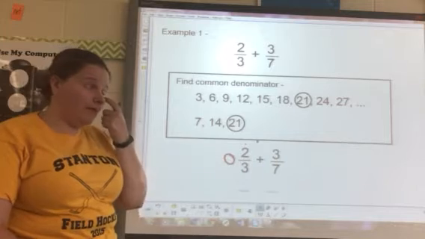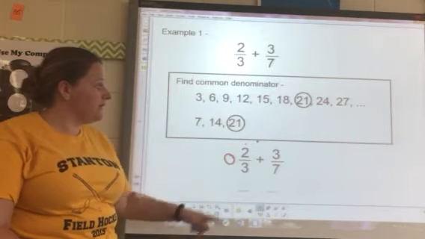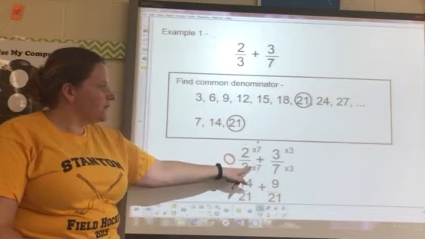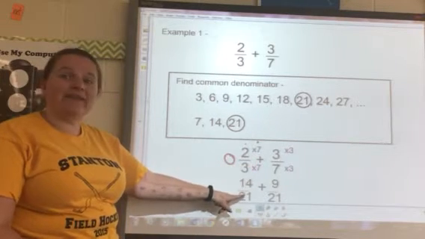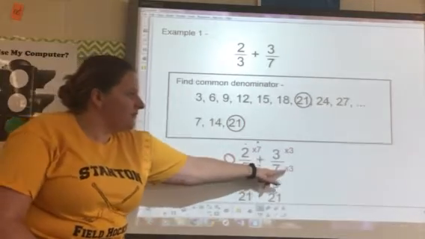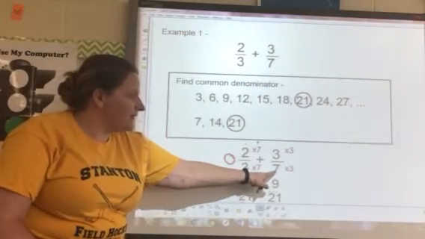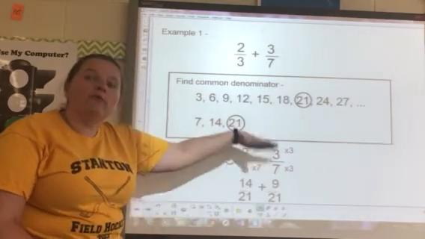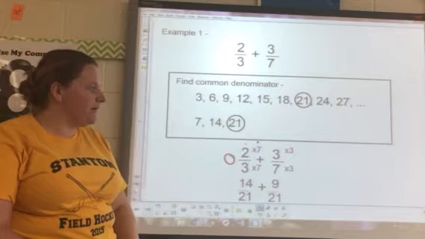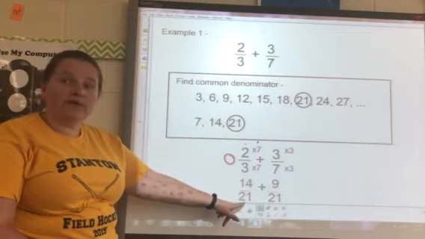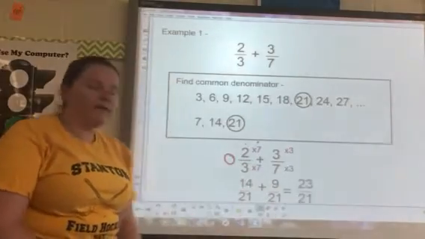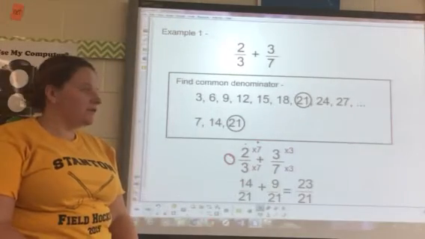So here's my problem again, 2/3 plus 3/7. I'm going to multiply the first one by 7's, so I get an equivalent fraction with a 21 as a denominator. My 3/7 I multiply by 3's, because 7 times 3 gives me 21. Remember, whatever I multiply the bottom by, I have to multiply the top by. I end up with 14 over 21 plus 9 over 21. Add them together, I get 23 over 21.